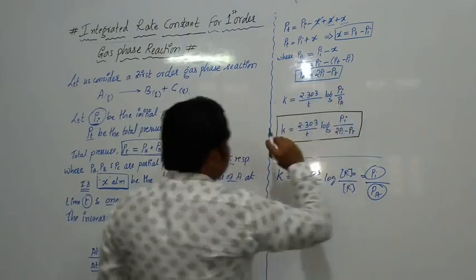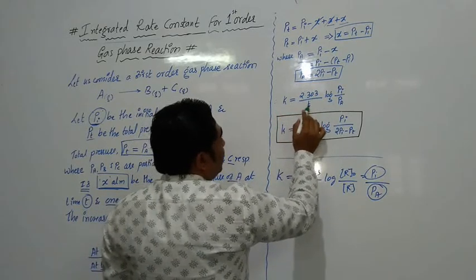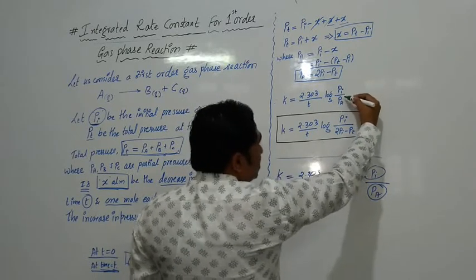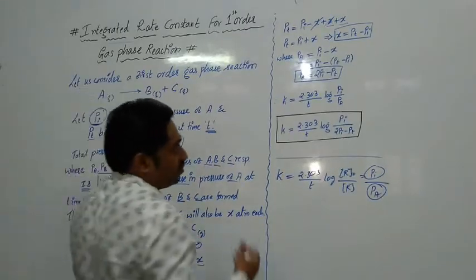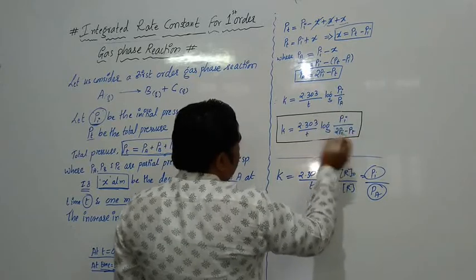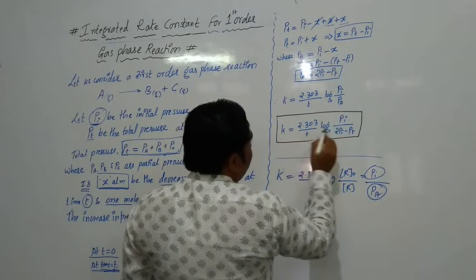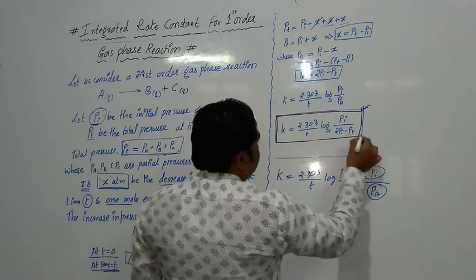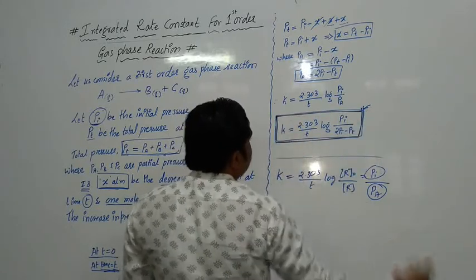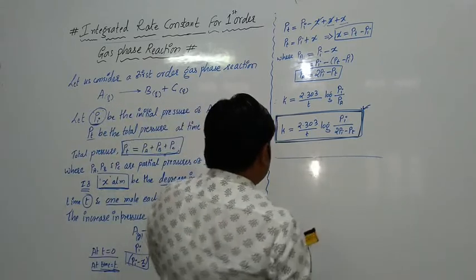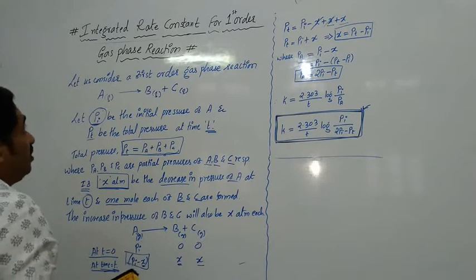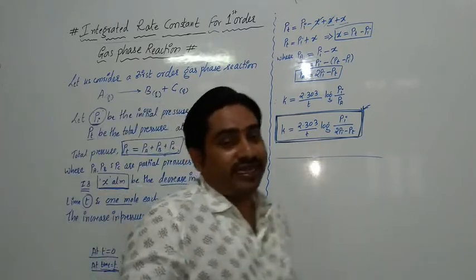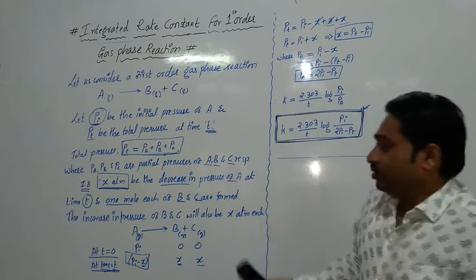So let us put these values in. k equals 2.303 divided by t log of Pi divided by Pa. Pi means the initial pressure, and Pa is the pressure of A after some time. Putting the value of Pa, k equals 2.303 divided by t log of Pi divided by 2Pi minus Pt. This is the equation used in the gaseous phase for the first order rate constant. This is the integrated rate equation for the first order reaction in gaseous phase. I hope all of you understood this.